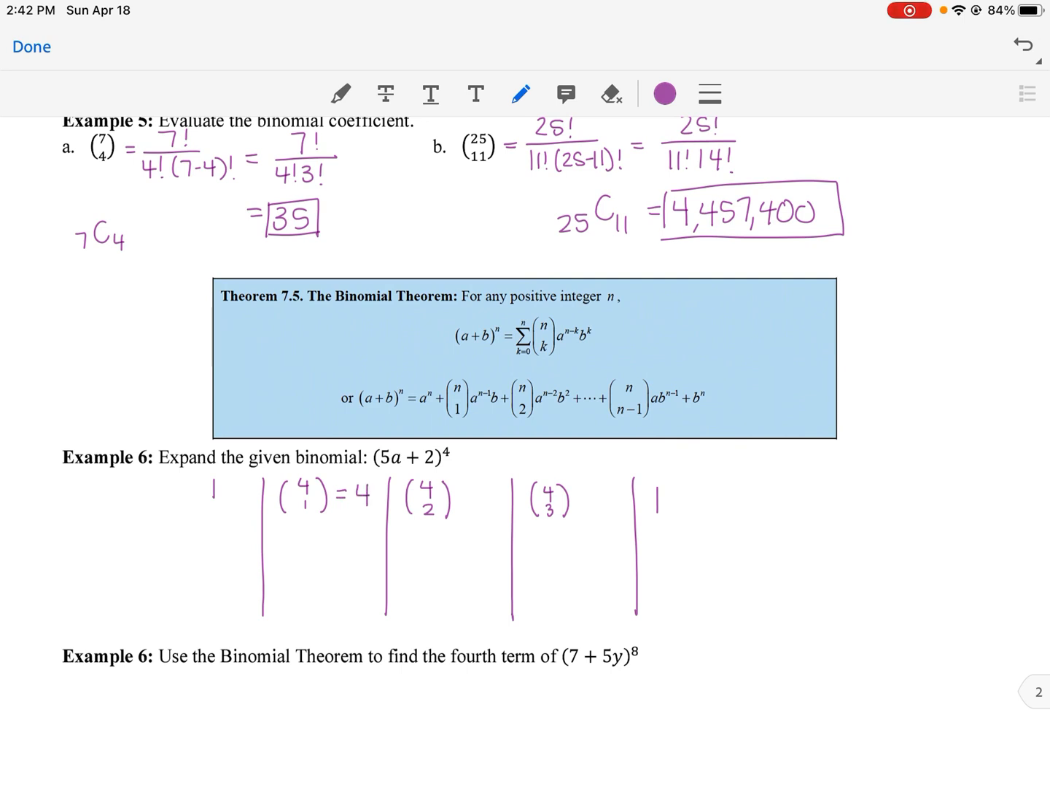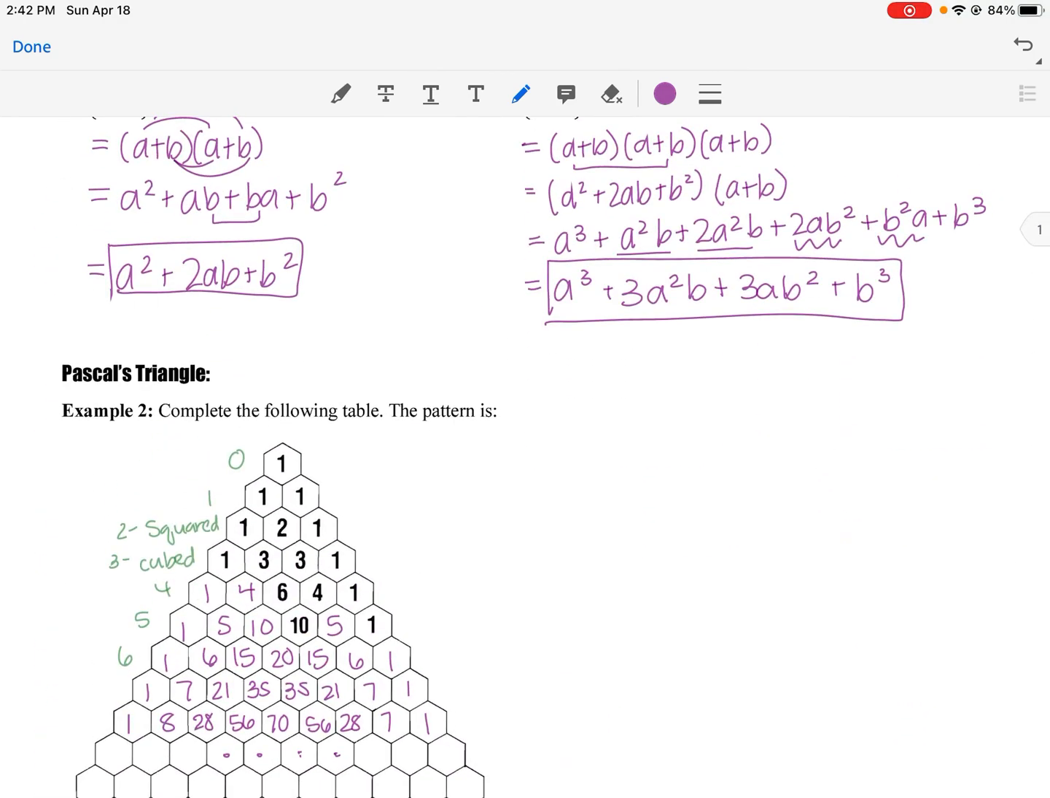But when we type these in our calculators, 4 choose 1, we get 4. 4 choose 2, we get 6. 4 choose 3, we get 4. So it is the same coefficients as we have in Pascal's triangle, right? 1, 4, 6, 4, 1.